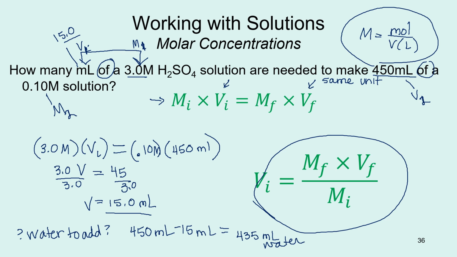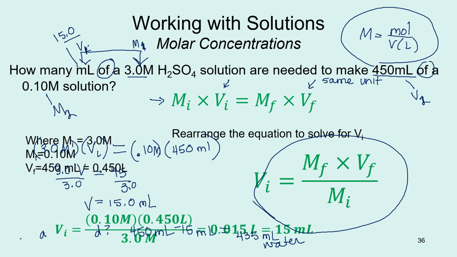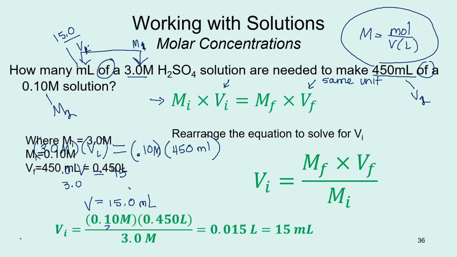I kind of wrote all over this screen here. I think I have my PowerPoint coming. Let's see what happens. Yep, so you can kind of read in here. The initial molarity is 3.0. The final molarity is 0.1. My final volume is 450 milliliters or 0.45 liters. It doesn't matter which one you use. I'm sorry, I wrote all over this. Let me see if I can erase it. Yeah, there we go.